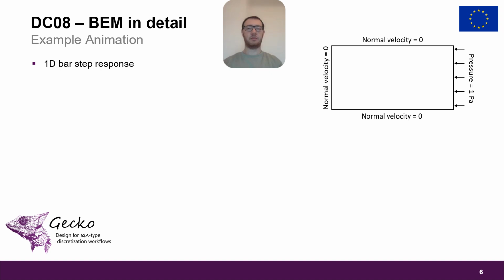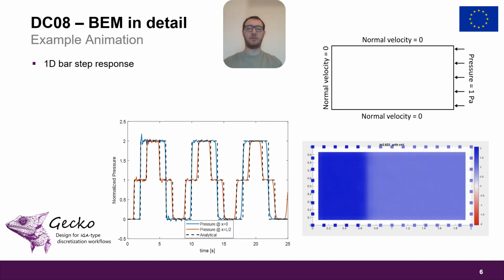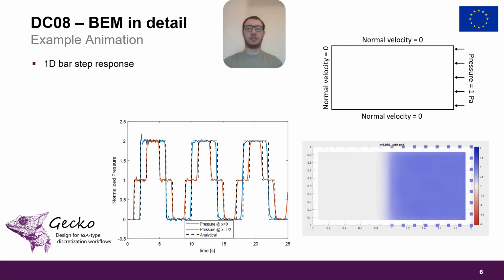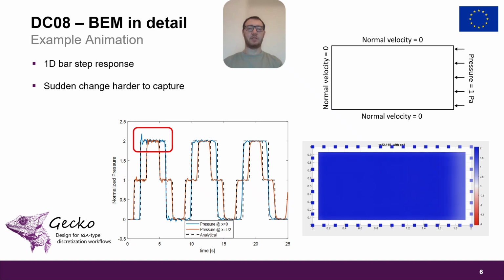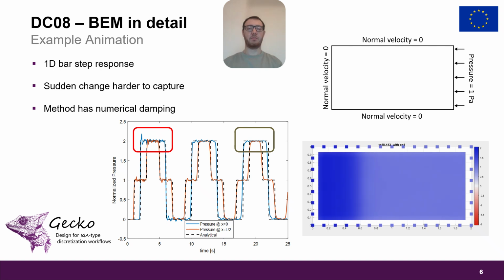Now we can look at an example to analyze this method. We apply normal velocity equal to 0 on 3 edges of a rectangular geometry, and we apply a step pressure on the right hand side to see the response as in the animation, and we can compare it with an analytical solution. We can see that it matches closely with the analytical result. However, it is still harder to capture these sudden changes of pressure, and also there is numerical damping at the end. And this numerical damping needs to be optimized on a problem basis so that it does not cause instabilities or very high numerical damping.